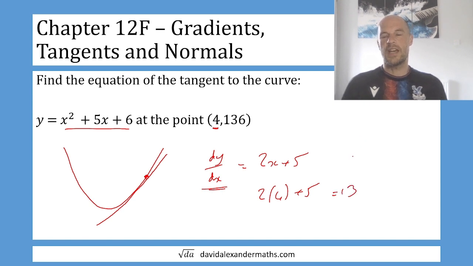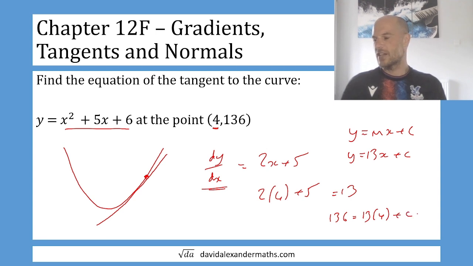So therefore the equation of the tangent will be in the form y equals mx plus c, where we know that the gradient is 13, so y equals 13x plus c. So all I'm going to do is substitute these values in, so 136 equals 13 times 4 plus c. Now 13 multiplied by 4 is 52, so 136 take away 52 is c, and 136 minus 52 is 84. So the equation of the tangent is y equals 13x plus 84.